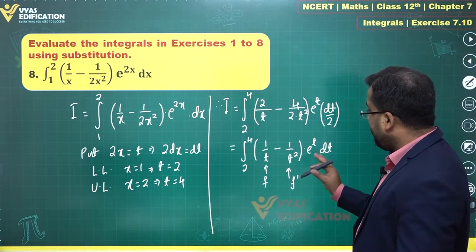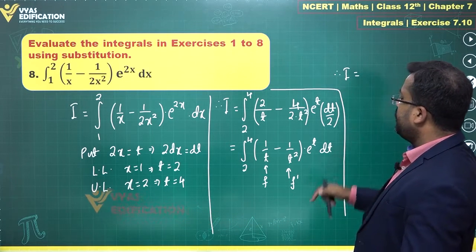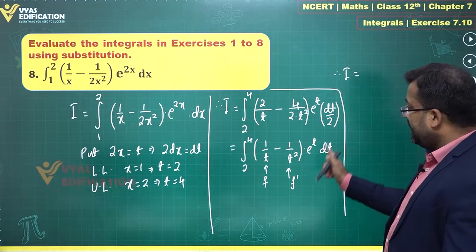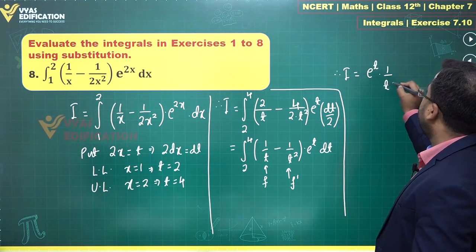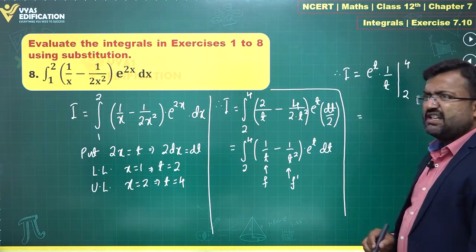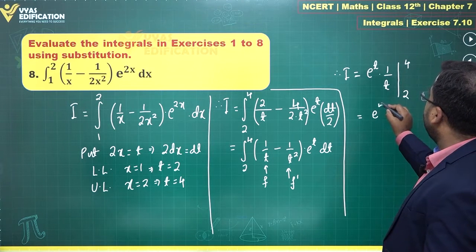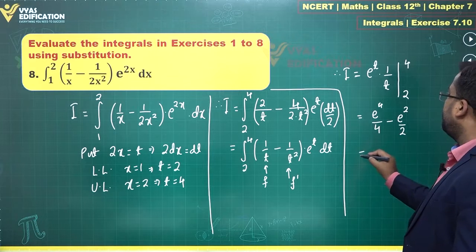Yes. If you have the function and its derivative along with e power t, therefore I will become equal to the integral, which will be simply e power t into f, which is e power t into 1 by t. Put the limits from 2 to 4. What does that give me? E power 4 upon 4 minus e power 2 upon 2.